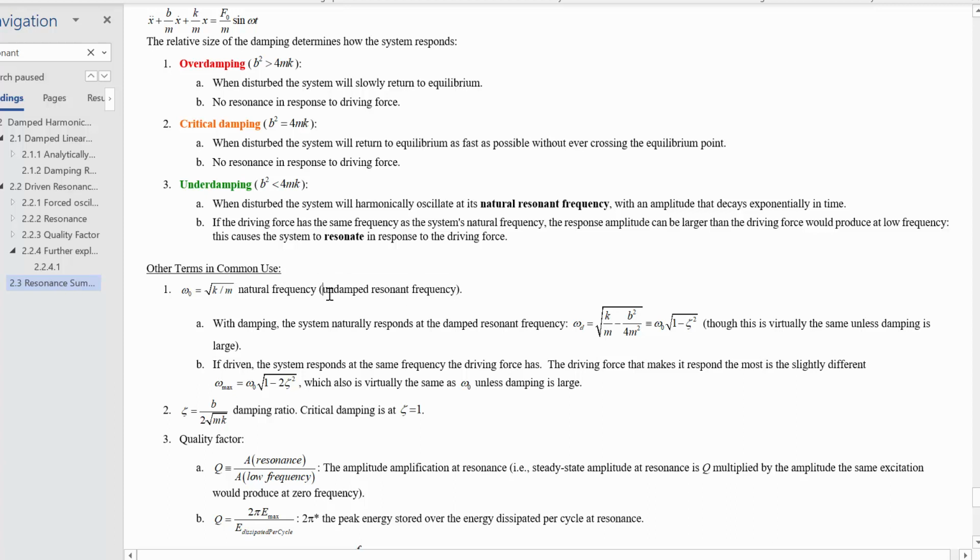With damping, things get a little bit complicated. So we found a couple of different frequencies. We found this omega d, and in the notes we actually found a different one, omega max. So let me explain what these things are.